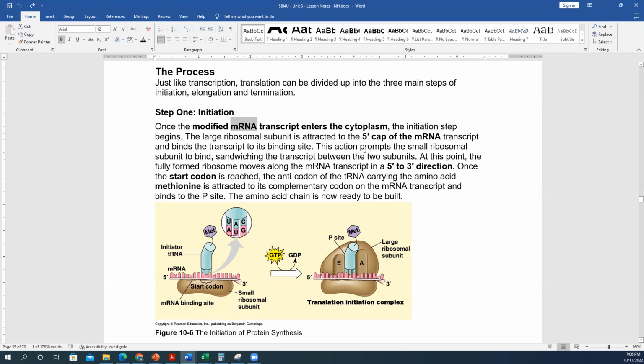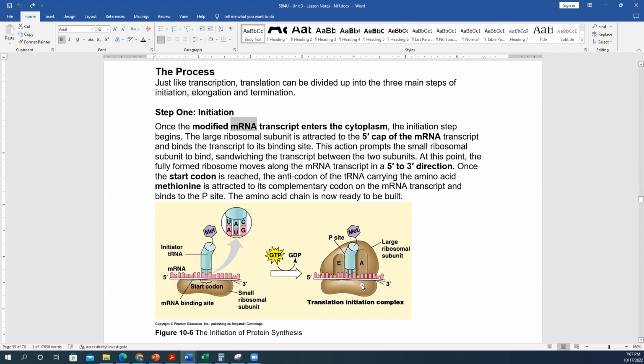And once this happened, this prompts that the small ribosome subunit needs to bind and kind of sandwich that mRNA transcript between the two subunits. And at this point, this fully formed ribosomal complex moves along the mRNA transcript in a 5' to 3' direction. So it moves along in this direction, until it recognizes that start codon.